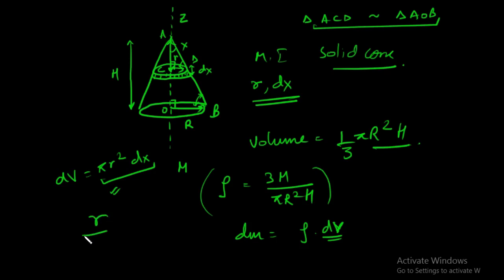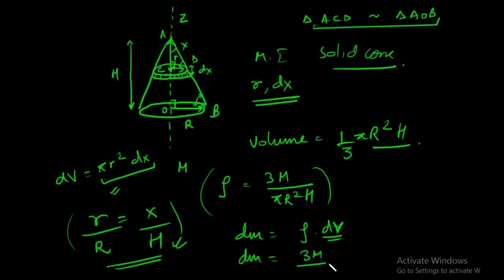So we have small r divided by capital R equal to x divided by h, since the disk is at a distance x from A. This can be applied. So what is the mass? dm would be equal to 3m divided by pi R square h times dV, and dV would be equal to pi r square times dx.